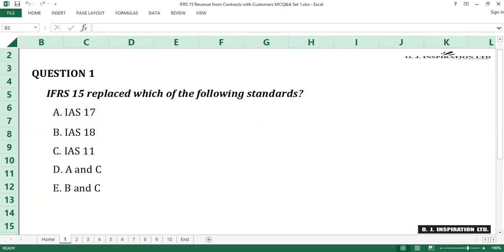It also supersedes associated interpretations on these earlier standards, like SIC 31, revenue, barter transactions involving advertising services, IFRIC 13, customer loyalty programs, IFRIC 15, agreements for the construction of real estate, and IFRIC 18, transfers of assets from customers. E is the answer to question number 1.